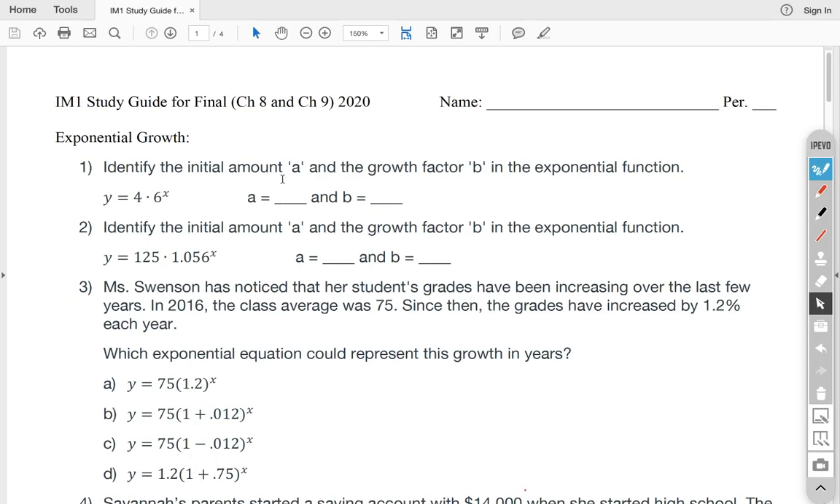All right, this is the IM1 study guide for the spring final 2020. This is chapter 8 and chapter 9. All right, we're going to do problem number 1.